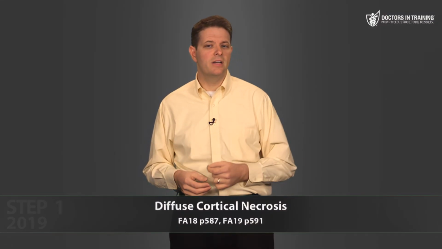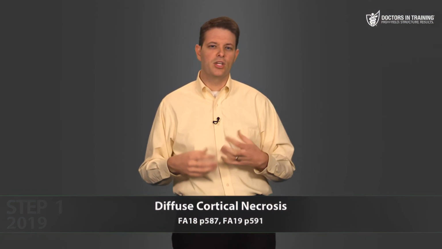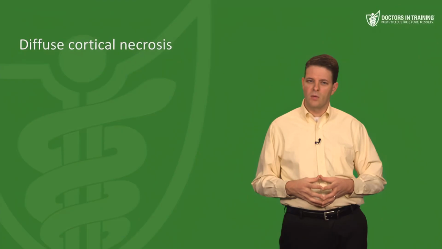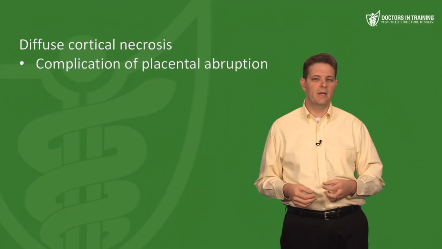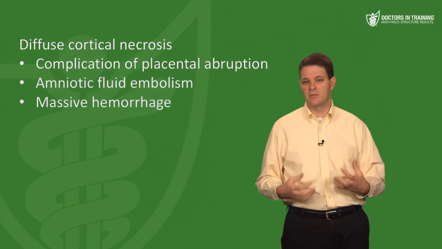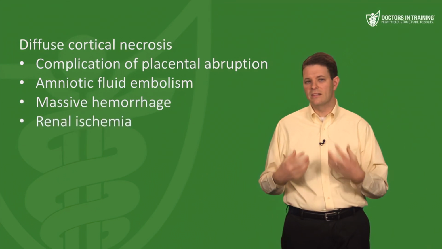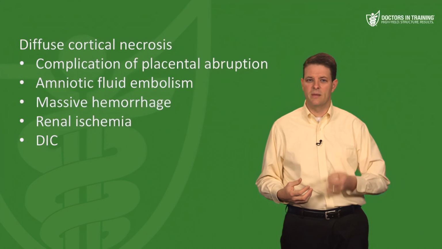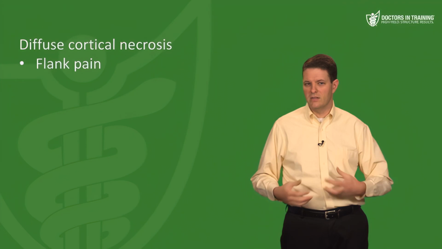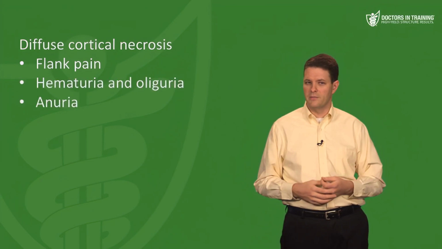And the last pathology is diffuse cortical necrosis, or renal cortical necrosis. So this is acute generalized cortical infarction of both kidneys, which is pretty rare nowadays. It was classically seen in pregnancy as a complication of placental abruption or amniotic fluid embolism or massive obstetric hemorrhage. But basically, these things would trigger arterial vasospasm and renal ischemia, plus DIC, or disseminated intravascular coagulation. And then the patient would develop flank pain, because ischemia is painful, plus hematuria and oliguria, and possibly anuria.